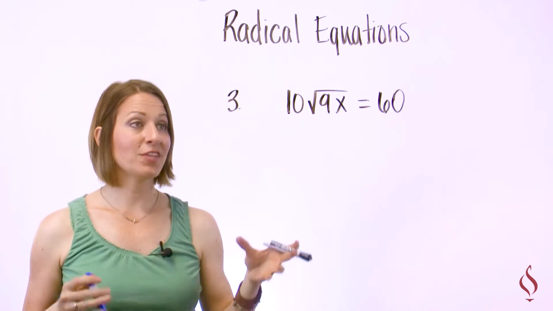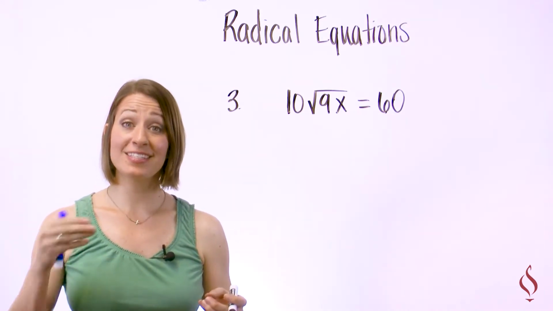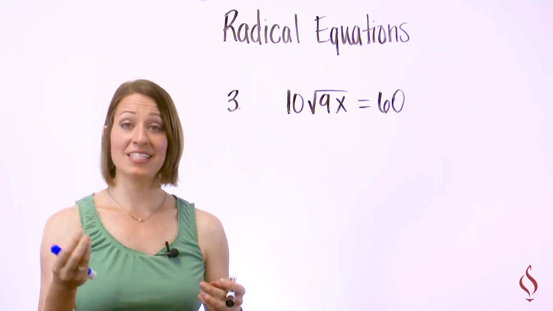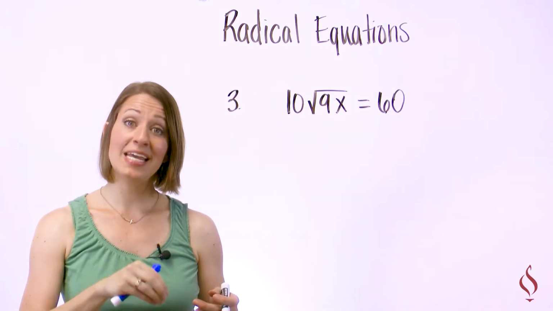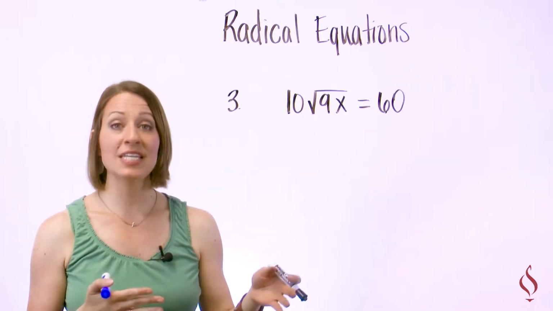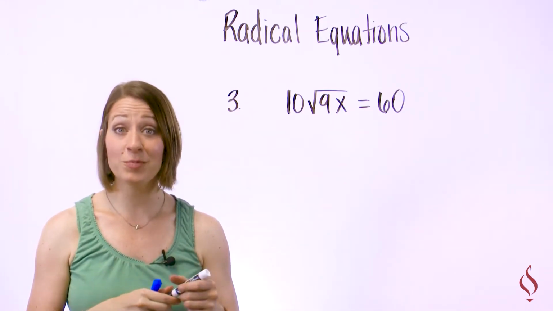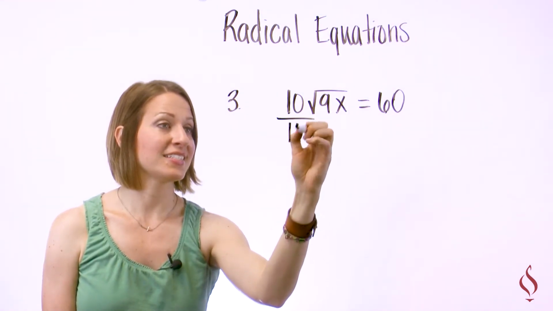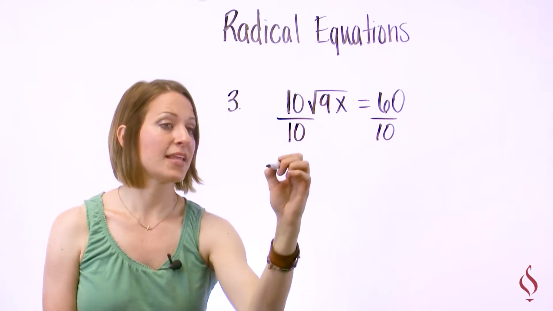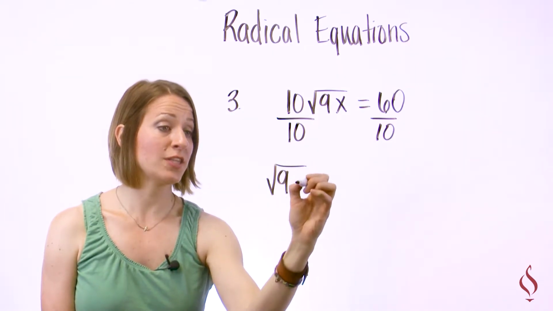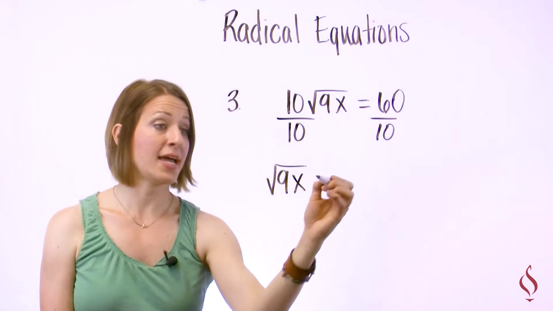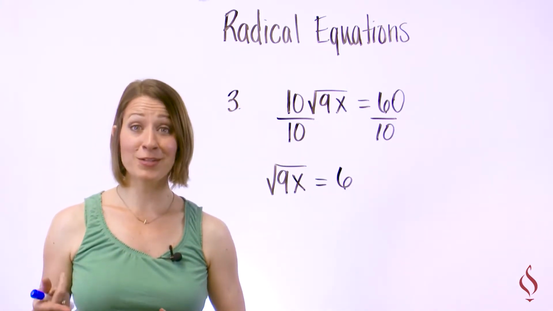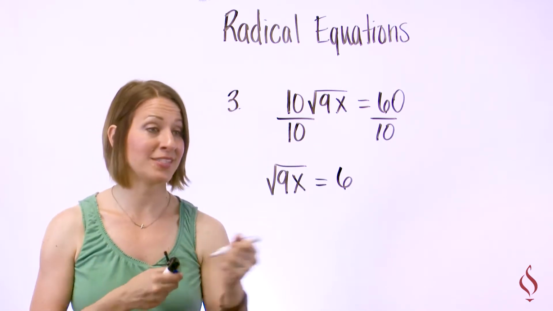Take a look at this problem. Again, with this example, there is a number that's not underneath the radical and it's on the same side. This time the 10 is attached through multiplication, so to move the 10 to the other side, you need to divide both sides by 10. So let's do that first. That leaves you, and I do want you to rewrite the problem, with the square root of 9x equals 6. Now that the radical is by itself, I want you to square both sides.